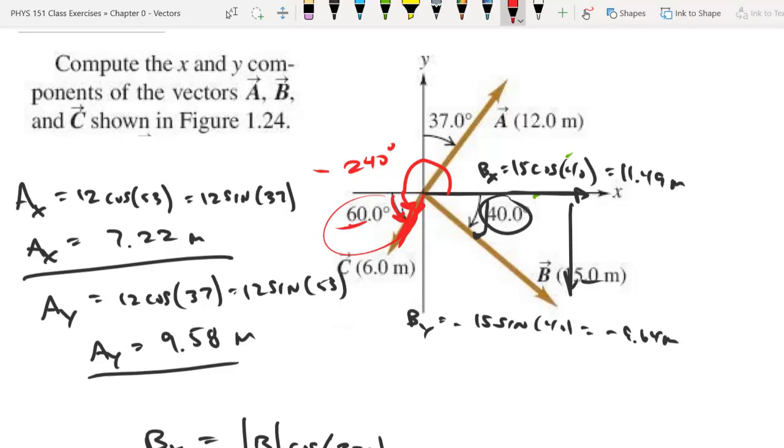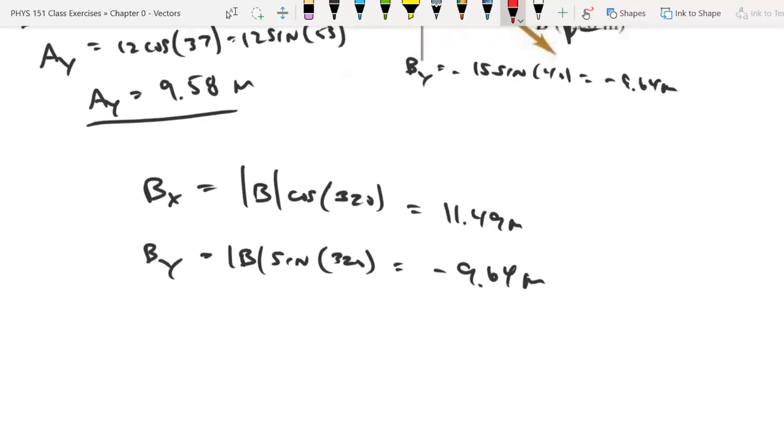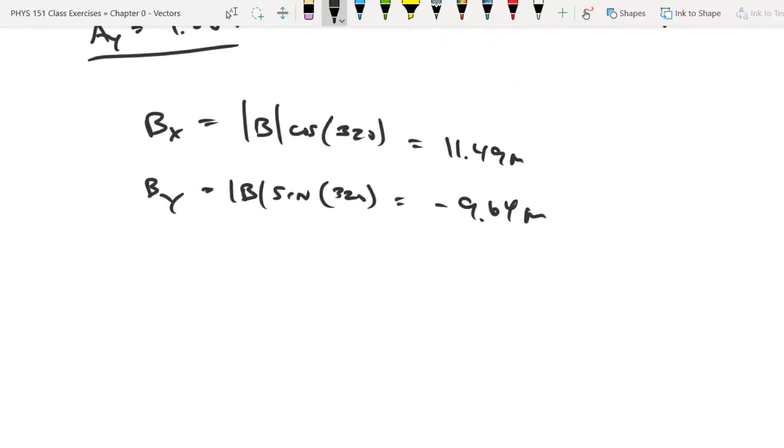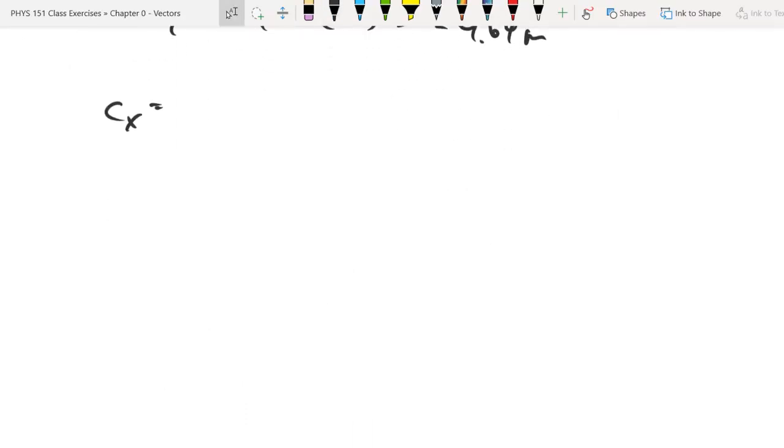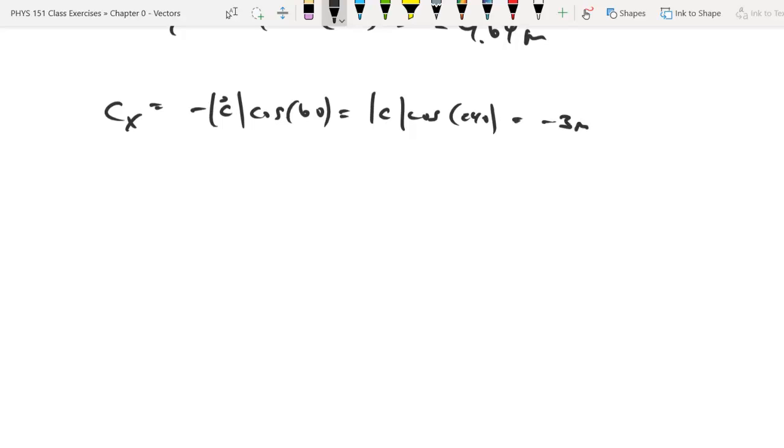If I use the 60, I'll need to make sure to adjust in the third quadrant, so both the x and y components should be negative, right? So Cx, a couple ways that I can write this. Cx is either going to be negative the magnitude of C times the cosine of 60, which is the same thing as the magnitude of C times the cosine of 240, which comes out to negative 3 meters.